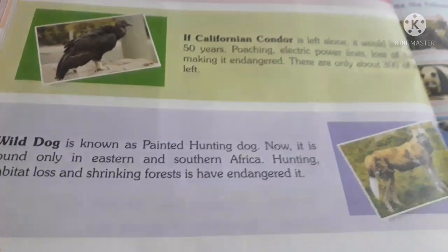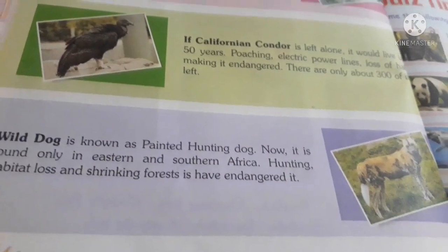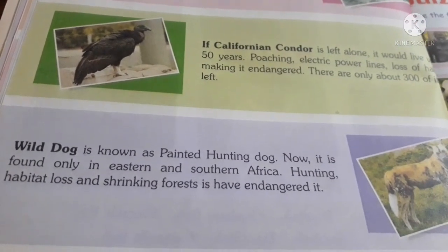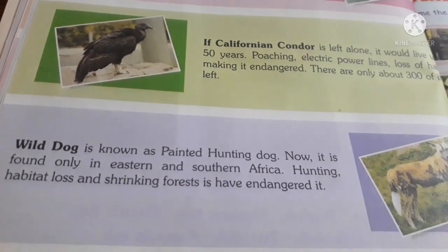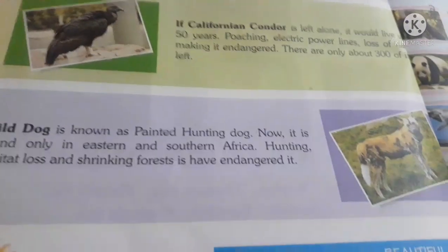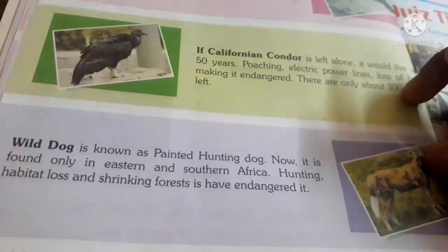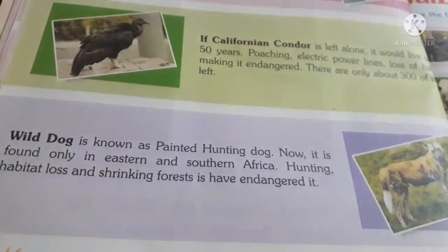Wild dog is known as painted hunting dog. Now it is only found in eastern and southern Africa. Hunting, habitat loss and shrinking forests have endangered it. This is called hunting dog or wild dog, we can say.